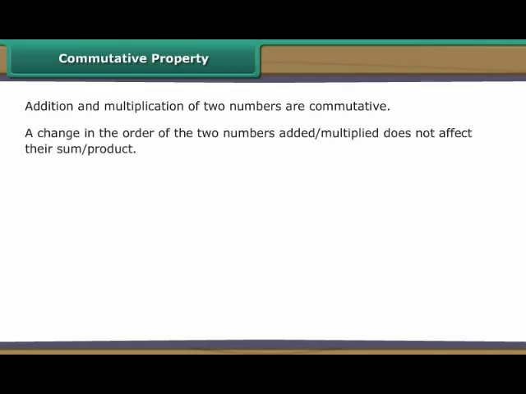Commutative property. Addition and multiplication of two numbers are commutative. In other words, a change in the order of the two numbers added or multiplied does not affect their sum or product. 9 plus 8 is the same as 8 plus 9. 5 into 6 is the same as 6 into 5.